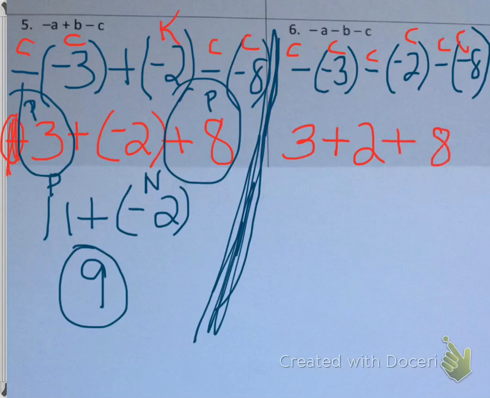And this just made this a real easy problem. 3 plus 2 plus 8. You have 5 plus 8. You could just add that straight across. And that would be 5 plus 8 is 13.